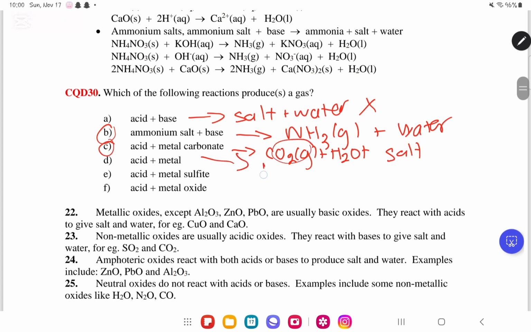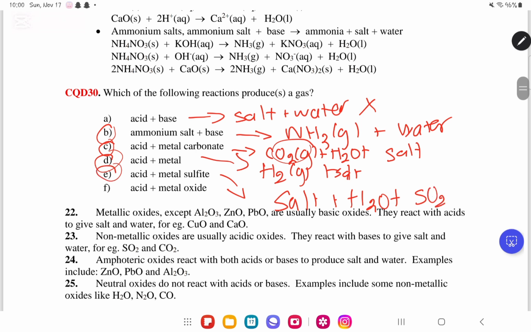Acid plus a metal produces H2 gas, hydrogen gas, in addition to a salt. So definitely it produces a gas. Now, acid plus a metal sulfide will produce a salt and water and sulfur dioxide, SO2. So it will also produce a gas.